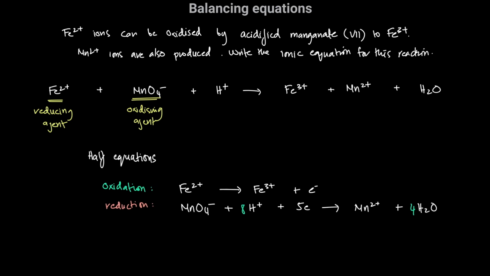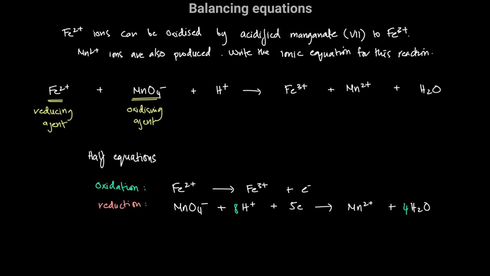So now that we have the half equations, we can write down the overall equation. In the overall equation, remember, the gain of electrons has to be equal to the loss of electrons, because in the overall equation you don't have any electrons. If each manganate is gaining 5 electrons, and each Fe2+ is just losing a single electron, we're going to have to multiply the half equation for oxidation by 5. So we have 5 Fe2+, 5 Fe3+, and then 5 electrons.